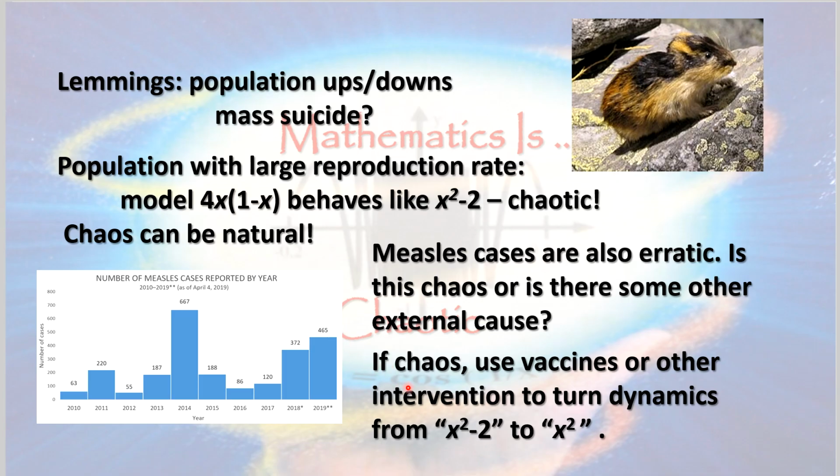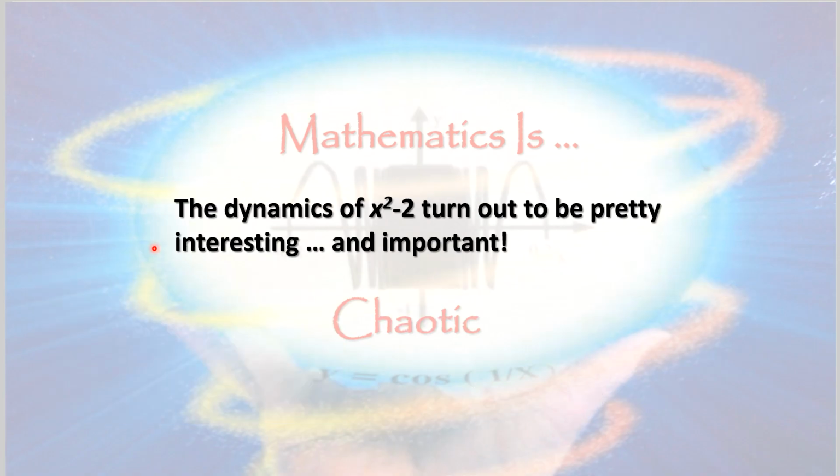In essence, trying to change the governing equation from the chaotic and hard-to-control x squared minus 2 to the predictable x squared. I bet that x squared minus 2 turned out to be more interesting and important than you expected.